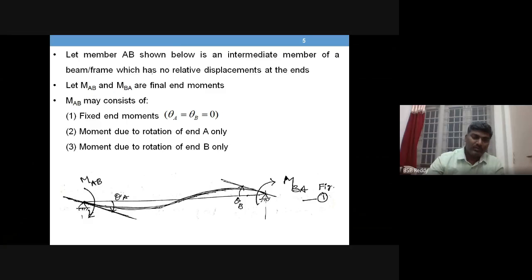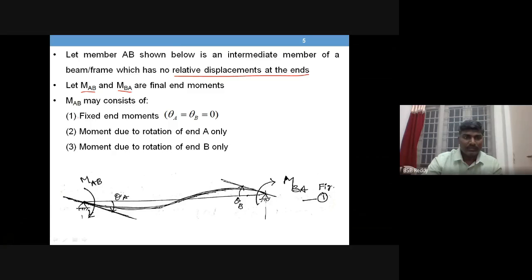So the figure that you see here, I have taken a member AB, an intermediate member of a beam or a frame, whatever it is. There are no relative displacements at the ends, which means I'm not taking any settlements or sinking effect. MAB and MBA are the final end moments that are required for us.